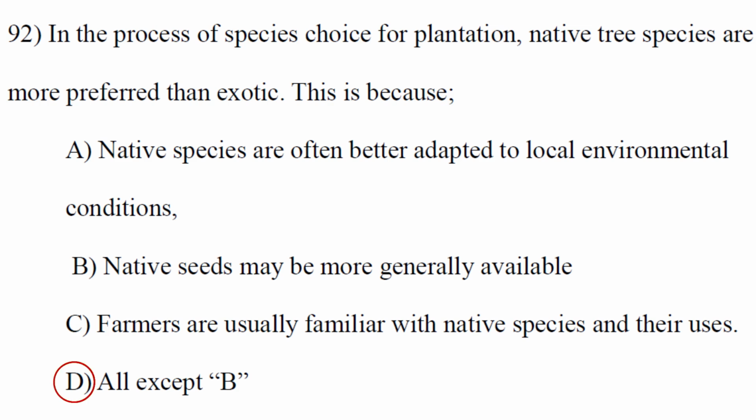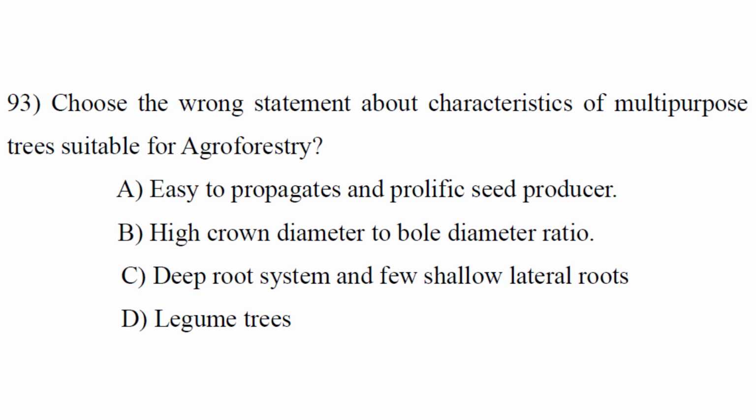Answer, D. All except B. 93. Choose the wrong statement about characteristics of multipurpose trees suitable for agroforestry. A. Easy to propagate and prolific seed producer. B. High crown diameter to bole diameter ratio. C. Deep root system and few shallow lateral roots. D. Legume trees.